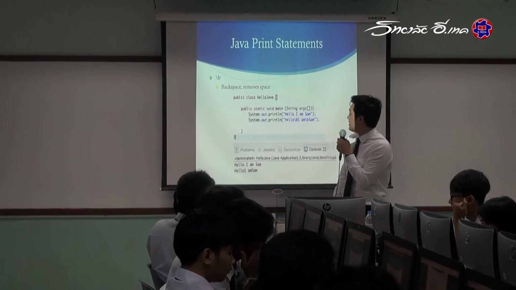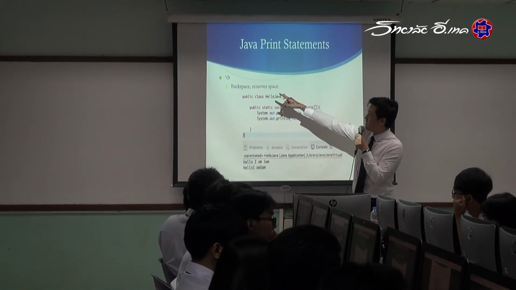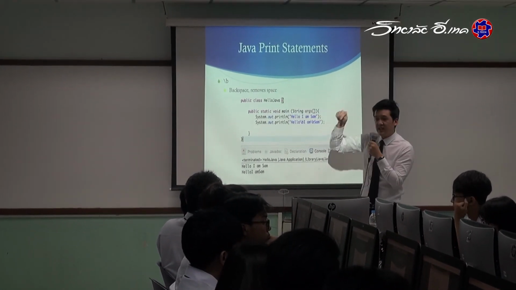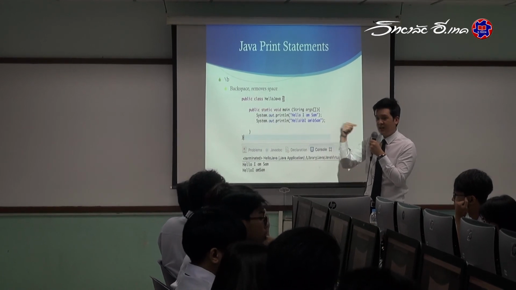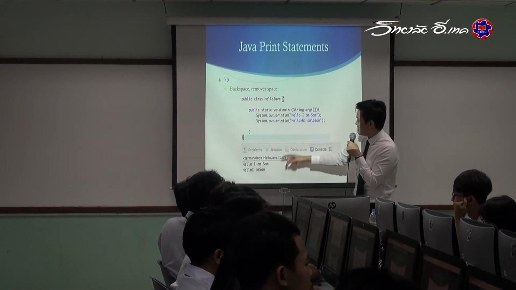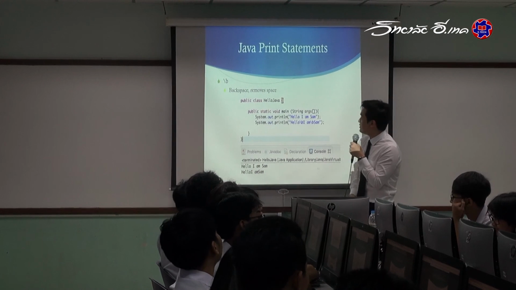And finally, last week we saw \b, which is like you press the backspace, you know, the arrow going that way. It just removes the space, okay?